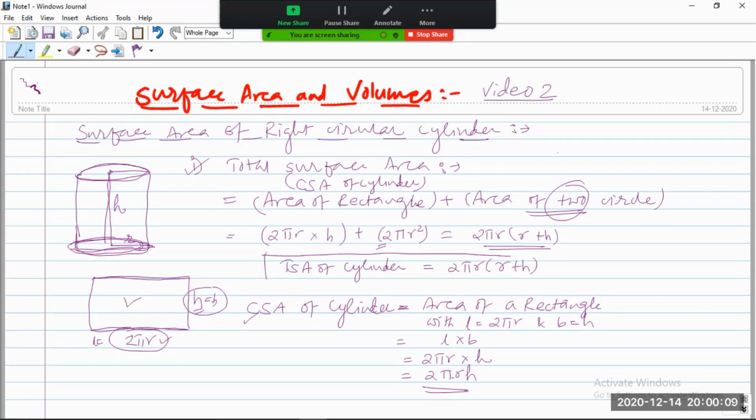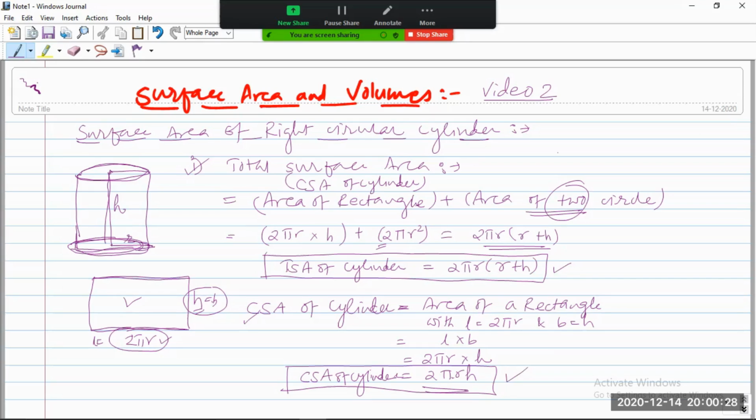So these are the two formulae we have for the right circular cylinder. One is the curved surface area and another one is the total surface area. So here we have the two formulae.